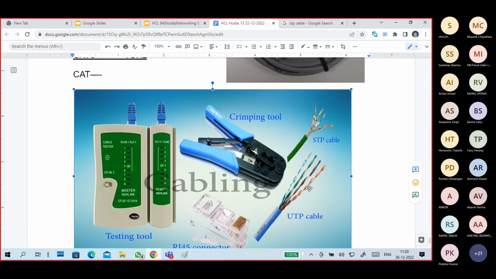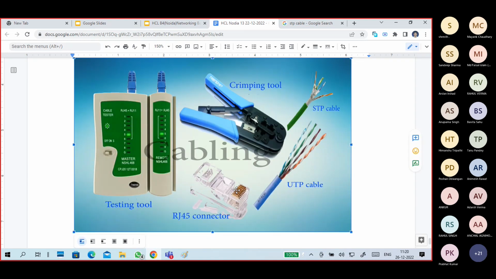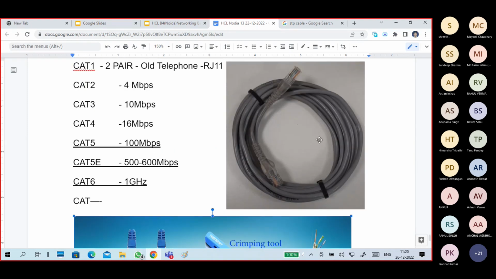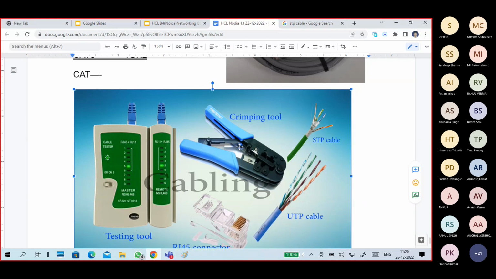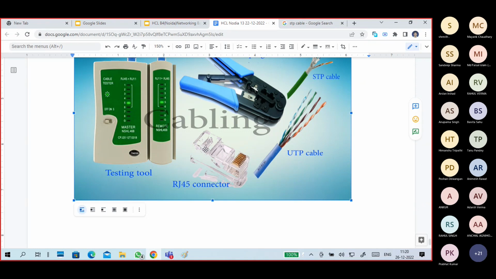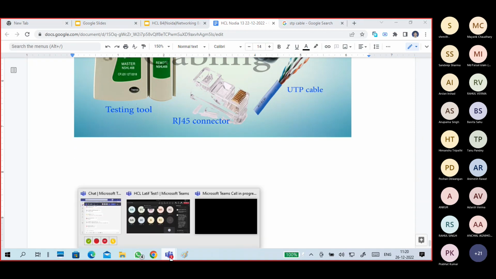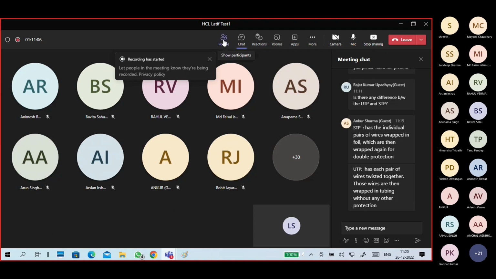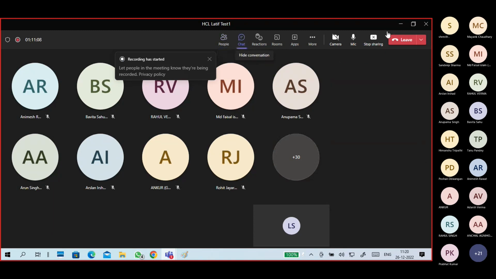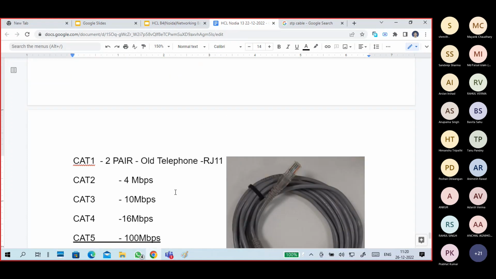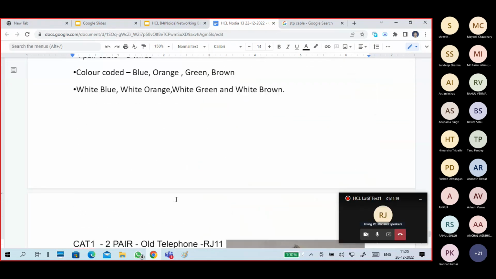This is STP, this is UTP, this is an RJ45 connector. To make this UTP cable into a normal cable like this, or an STP cable like this, we need this crimping tool. You insert these wires inside the RJ45 connector, put it in here and press harder, then you will get connectivity. You need simple training to understand it. Okay, so this is about twisted pair cables in a simple manner.